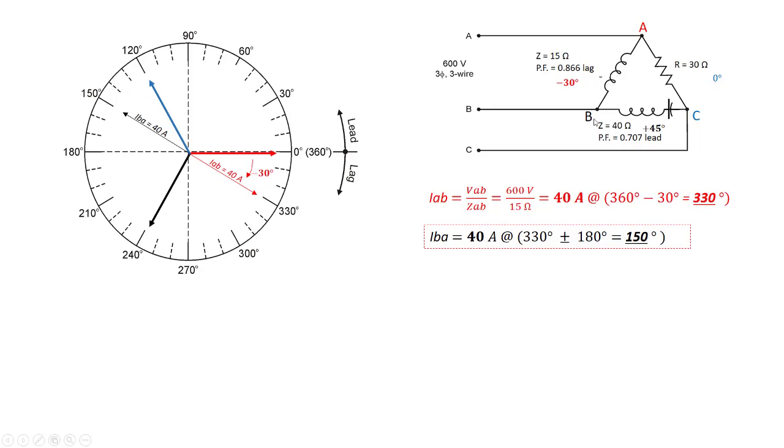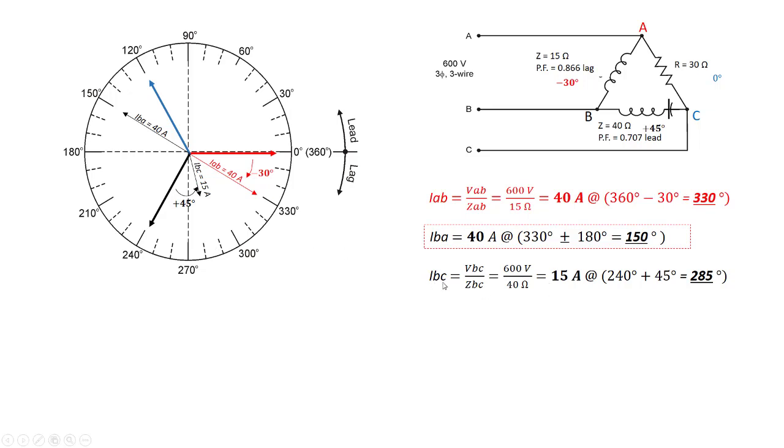Now I'm going to calculate my next phase current, IBC. That would be voltage BC, divided by ZBC, so 40 ohms. That comes to 15 amps. Now in this case, current will lead the phase voltage. So it's going to be 45 degrees ahead of voltage BC. Voltage BC occurs at 240 degrees. So I'm going to take 240 degrees and add 45. I'll have to plot IBC at 285 degrees. So adding degrees, 240 plus 45, IBC is 15 amps at 285.